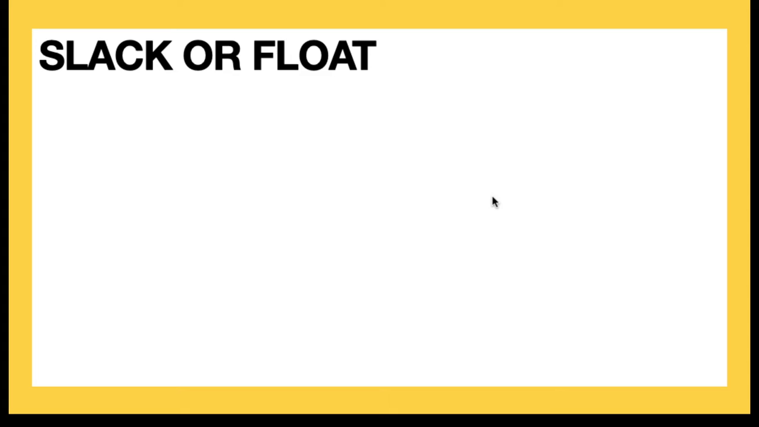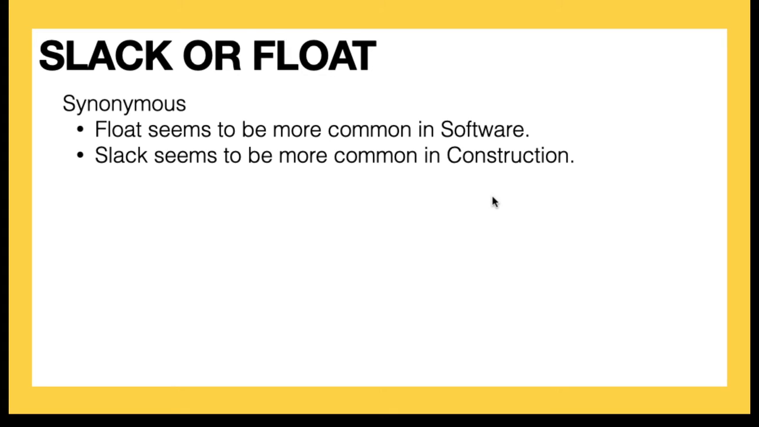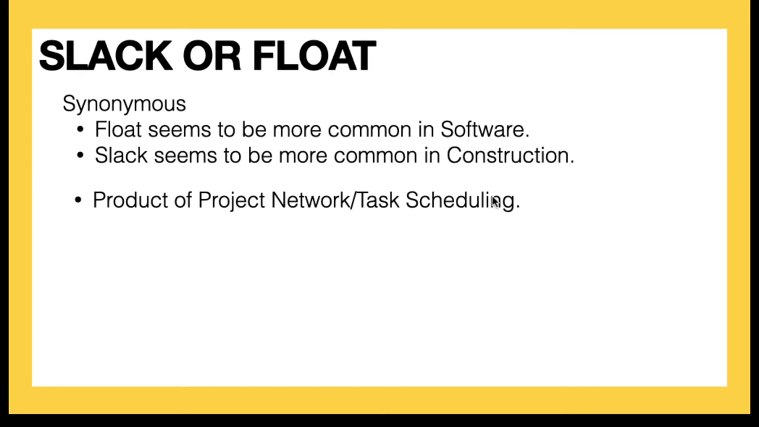Now, let's talk about slack or float. Slack or float really refer to the same thing. They are synonymous. Float seems to be more common in software projects. Slack seems to be the term used more commonly in construction projects, but they mean the same exact thing. It is a product of our network diagram or our scheduling of our various tasks. Critical tasks have no slack.